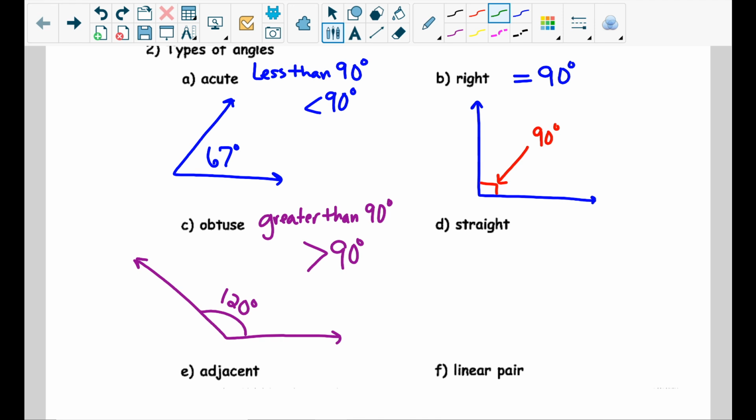Straight. Yeah, 180 makes a straight line. Okay, straight line. That's a straight angle. So straight equals 180 degrees. Anything that has a straight line is 180. Okay, so it doesn't matter. If you see a straight line, 180 degrees. Doesn't have to tell you the actual angle. You can tell if it's straight or not.